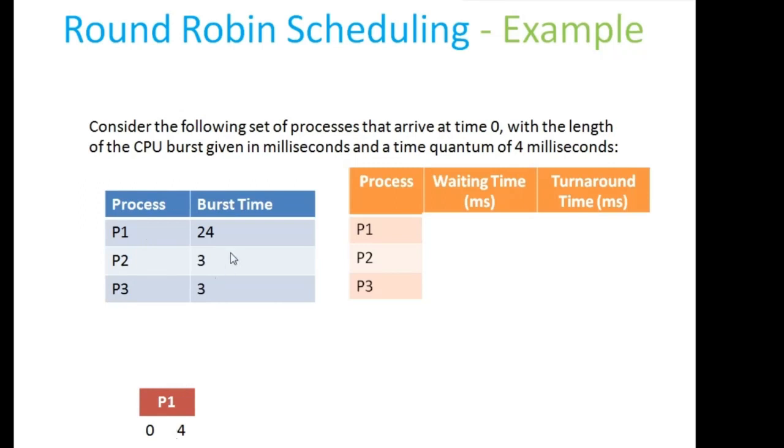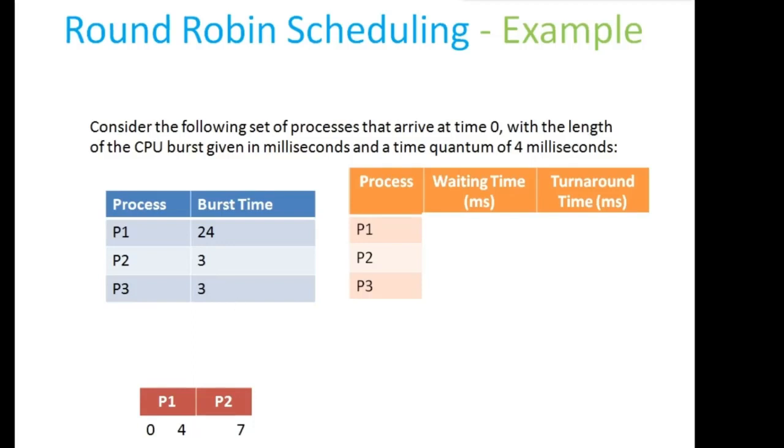If you look at the process P2 here, the burst time is only 3 milliseconds, which is less than the time quantum. So it completes its execution before the time quantum expires. Now it voluntarily releases the CPU so that P3 gets the CPU. Again P3 has a burst time which is less than the time quantum, so it takes its own time and completes its execution.